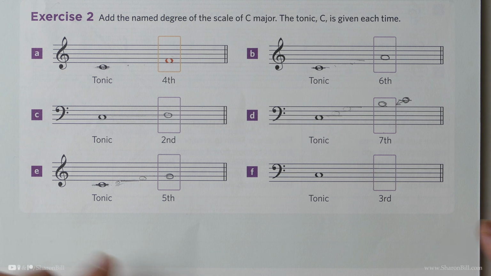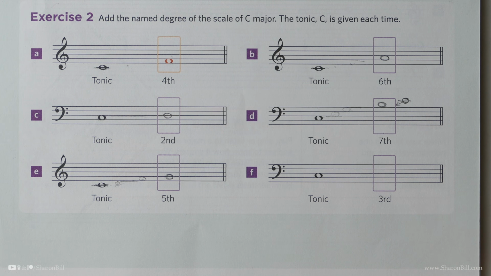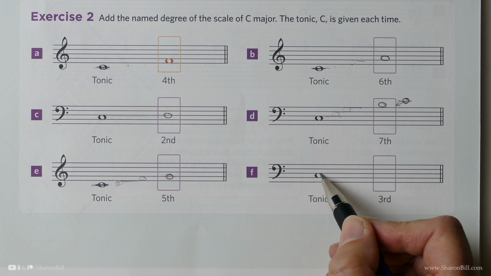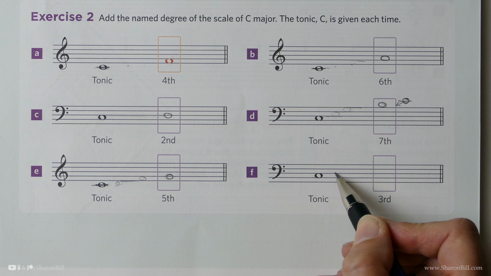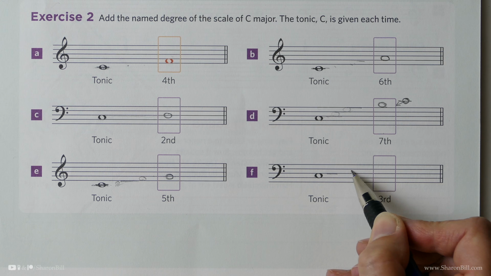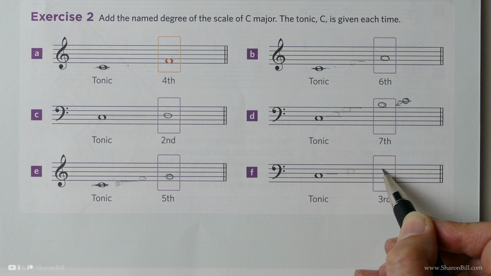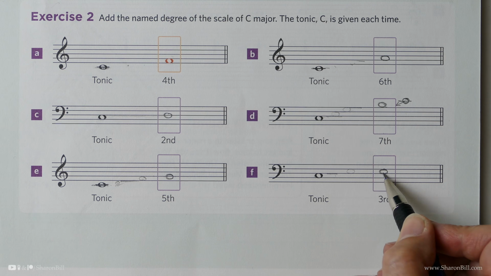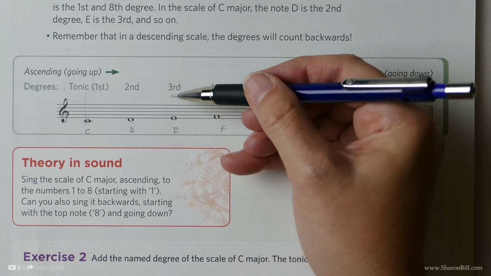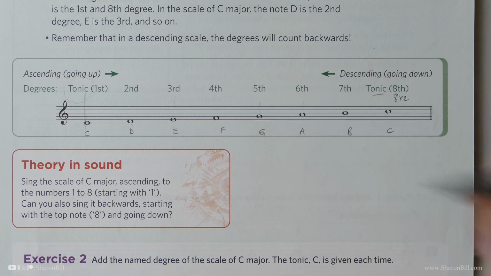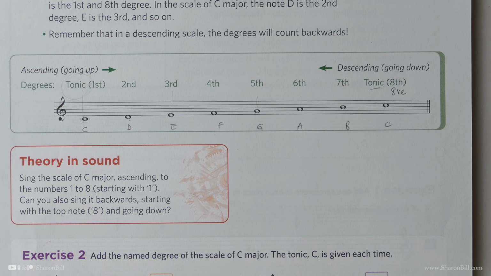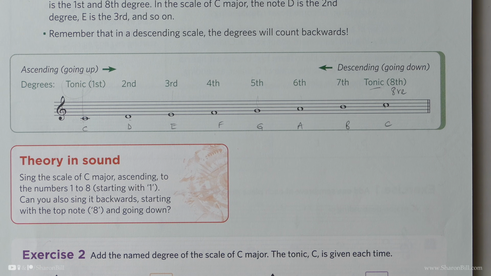And finally, we're back into the bass clef. Here's our C, we need to get a 3rd, so 1 is the space, 2 is the line, 3 is the space, and so there's our 3rd. We have C, D, E, and indeed that's correct, E is a 3rd. So that's that exercise completed, and that's the degrees of the scale explained.